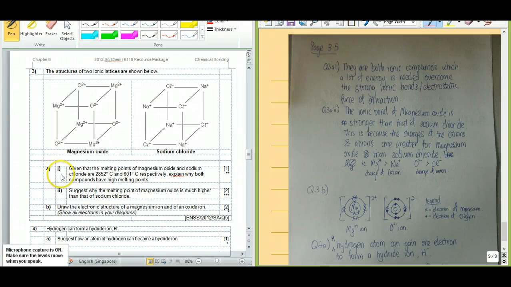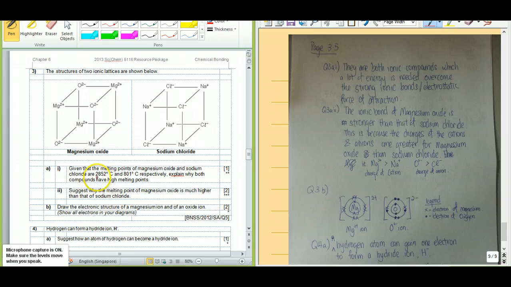In part A, they tell you that for these ionic compounds, the melting point actually differs. Magnesium oxide is 2852, but sodium chloride is 801. So explain why both have high melting point. They're just asking you, why do ionic compounds have high melting point?